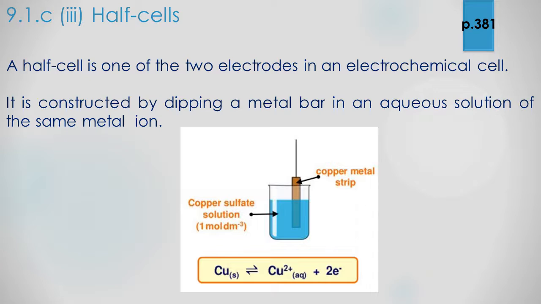As you can see, we have an equilibrium established here. So Cu is going to lose electrons to form Cu2+, and at the same time Cu2+ present in the solution will gain the electrons to form back Cu. Basically, what determines which reaction is favored, backward or forward, depends on the other half cell present, and you are going to study it in further slides.